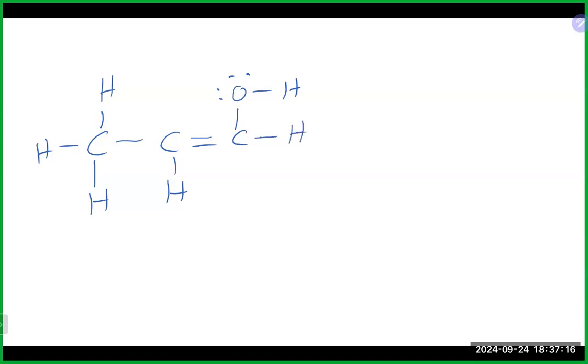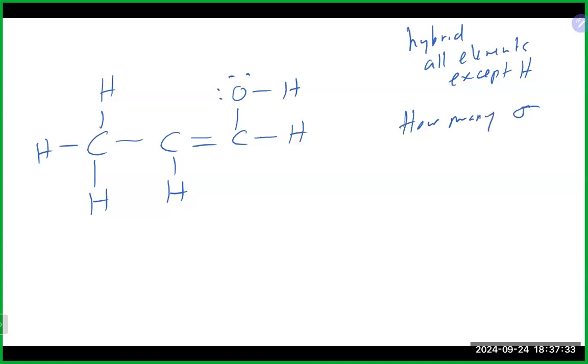All right, so apply, we want to know what is the hybridization of all elements except hydrogen. And we also want to know how many sigma bonds are there and pi bonds in the entire molecule. Let's give it a go, see what you come up with.